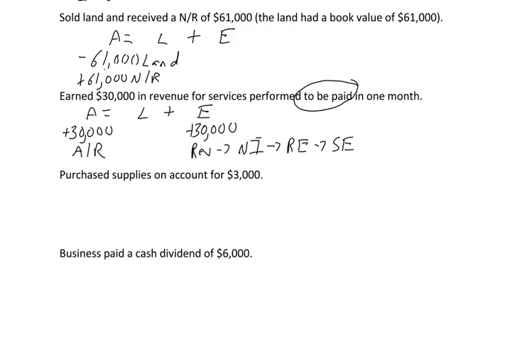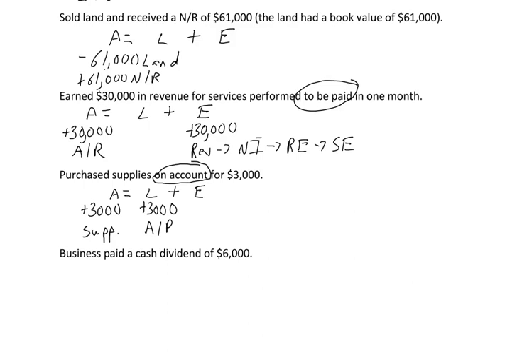Next one, purchase supplies on account for 3,000. This is another one. Look for the keywords, on account. That means we are buying supplies, but we're not paying for it now. We're going to pay for it later. So when we're looking at our accounting equation, we purchase supplies. Supplies are an asset, so we'll increase our asset by 3,000, and that account is called supplies. If we paid cash, we would just have a decrease of 3,000 for cash, but we haven't paid for it yet. So we're going to increase our liabilities because we now owe $3,000, and we call that accounts payable.